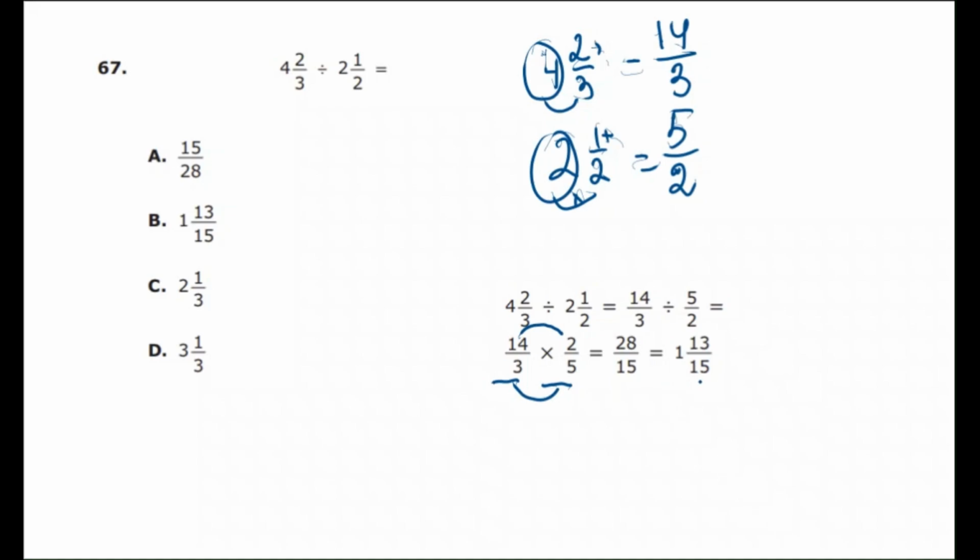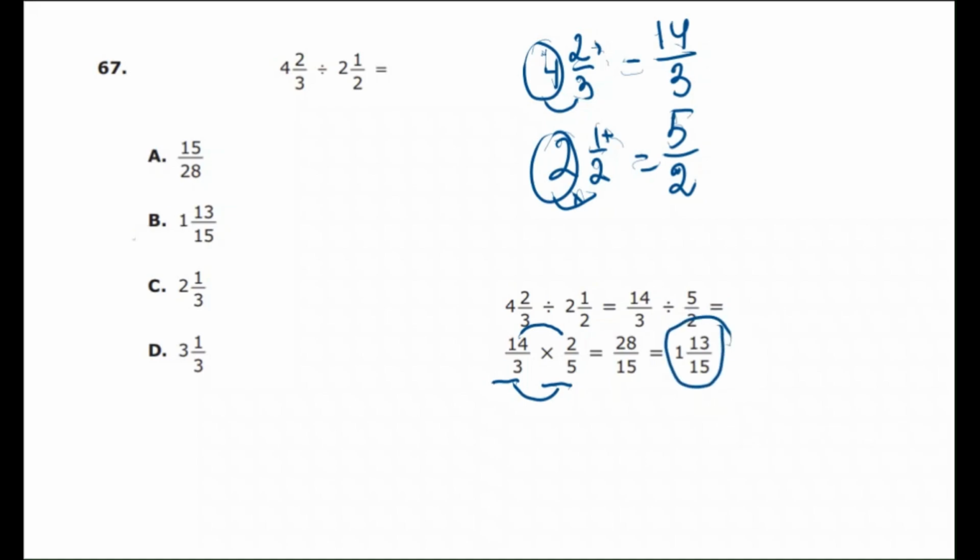28/15 is an improper fraction, so convert it to a mixed number. Divide 28 by 15. The quotient is 1, since 15 goes into 28 once, and the remainder is 13. So, 28/15 becomes 1 and 13/15.